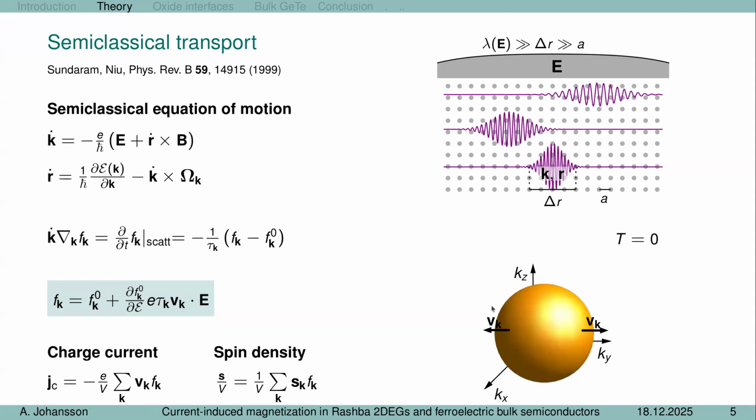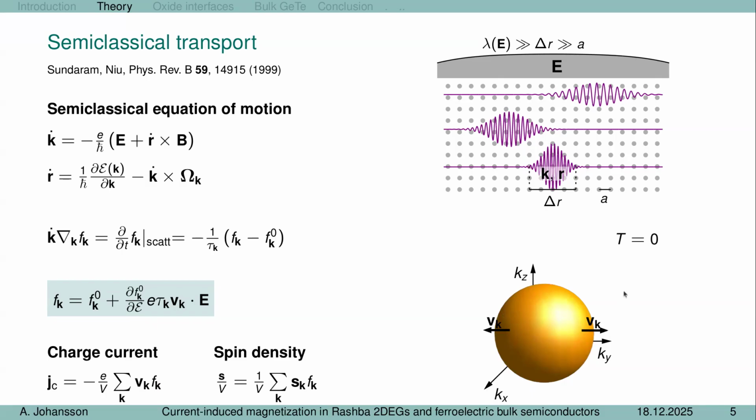And I would like to illustrate what this means for the charge current. So here we see the Fermi surface of a free electron system. So it's just a sphere. In equilibrium, we have an equal number of electrons moving to the left and to the right. So there would be no net charge current.